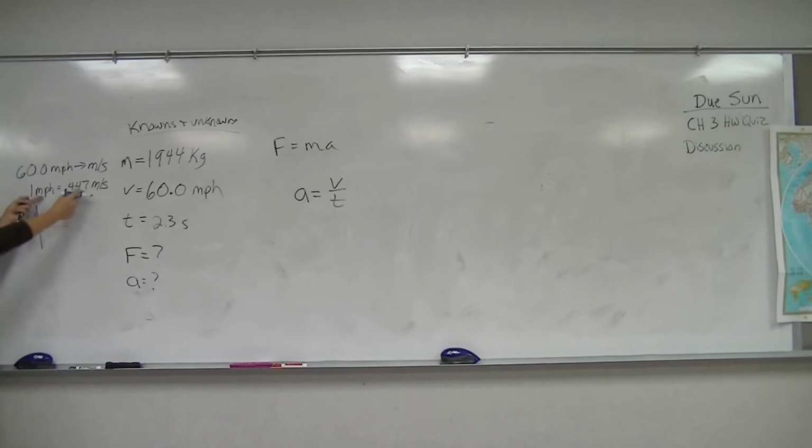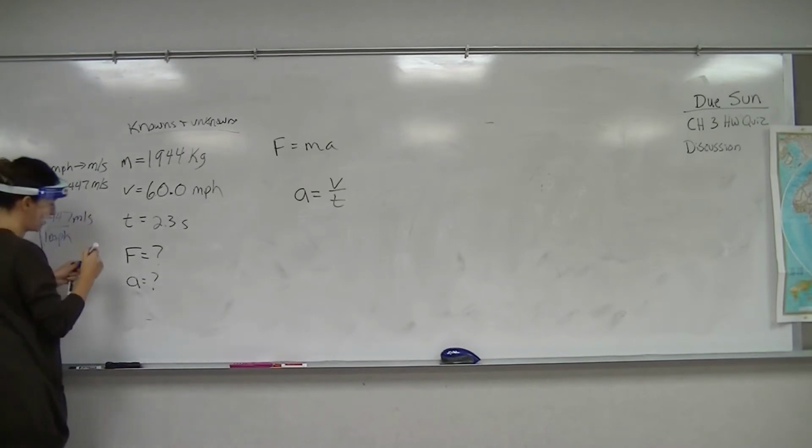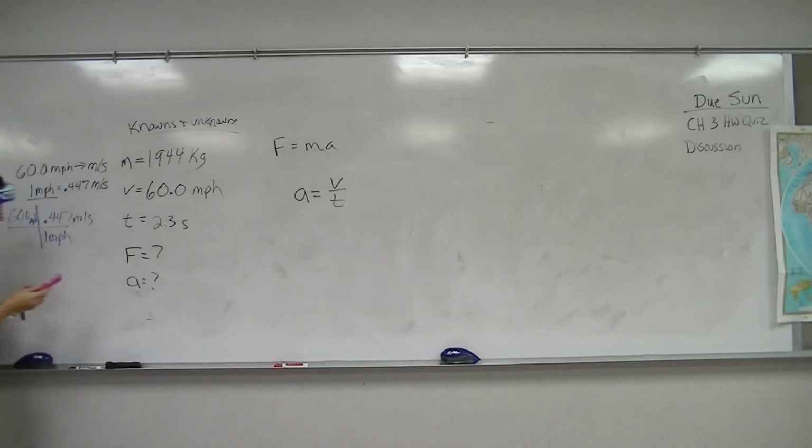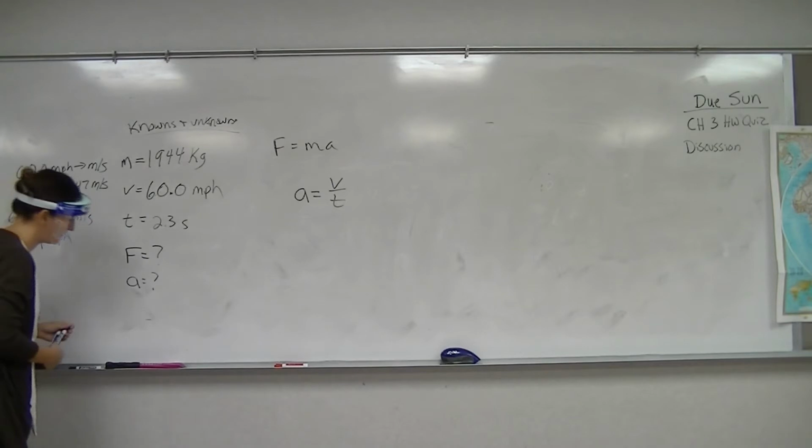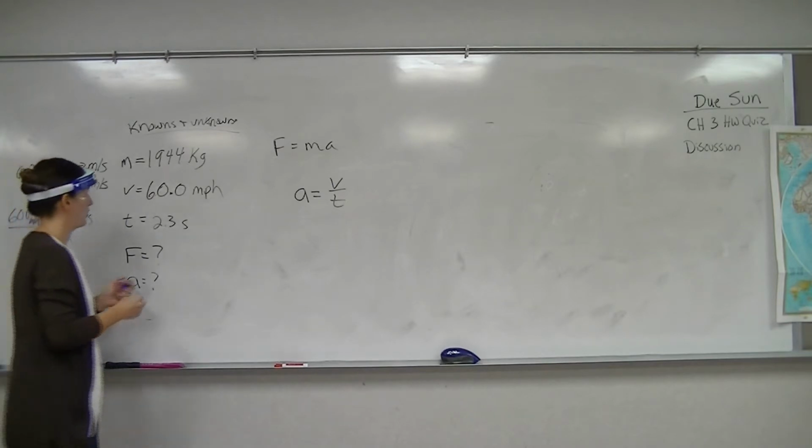What goes here is that conversion factor. I'm going to want to put my 1 mile per hour on the bottom so that they're on opposite sides of the horizontal line, canceling out. That's going to put my 0.447 on the top. This is in meters per second, so my units, once I do this, will be meters per second. We're multiplying 60 times 0.447, and we're getting 26.82.